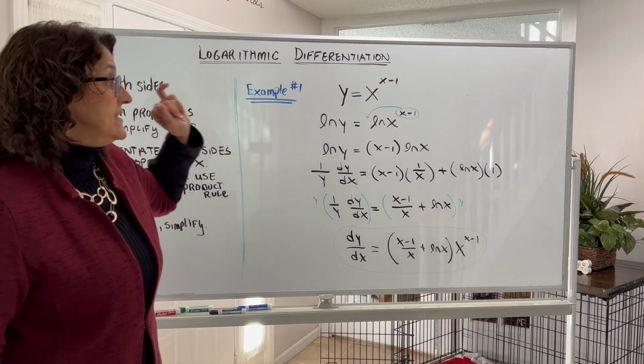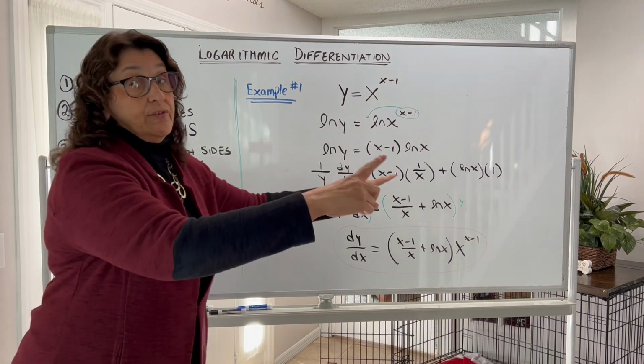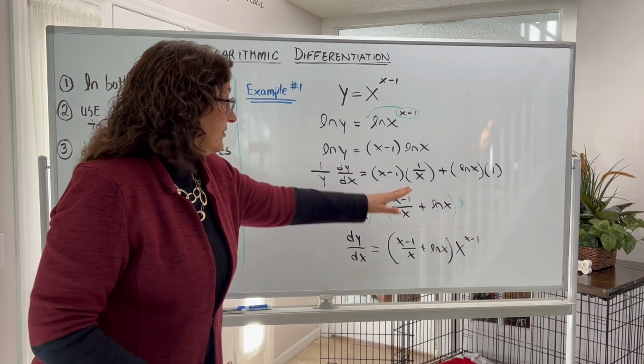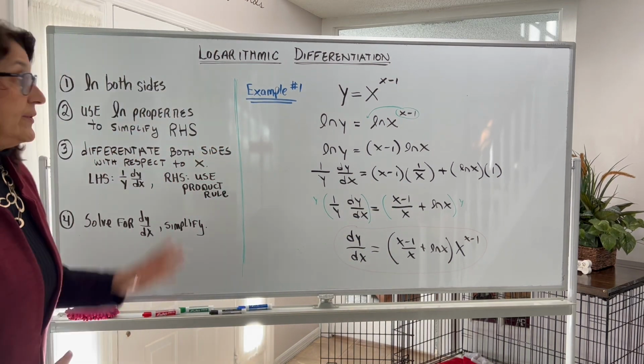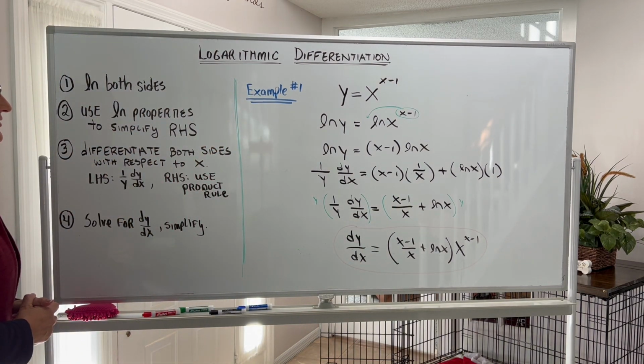Left side, 1 over y dy dx. Right-hand side, use the product rule. And then, simplifying, solve for dy dx. So here are the steps to going through the process.